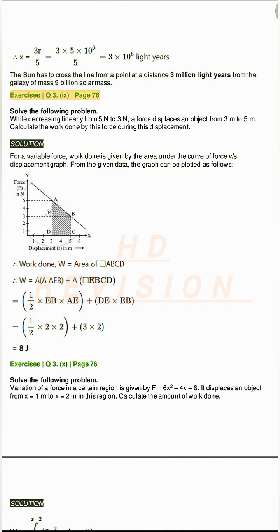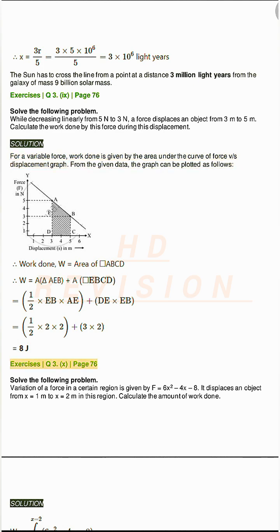Exercises Q3. X page 76. Solve the following problem. While decreasing linearly from 5 N to 3 N, a force displaces an object from 3 meters to 5 meters. Calculate the work done by this force during this displacement. Solution. For a variable force, work done is given by the area under the curve of the force versus displacement graph. From the given data, the graph can be plotted as follows.